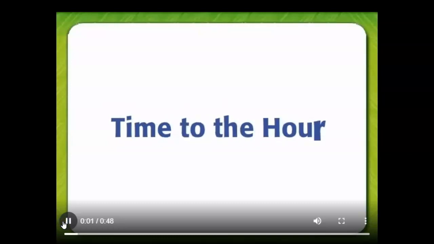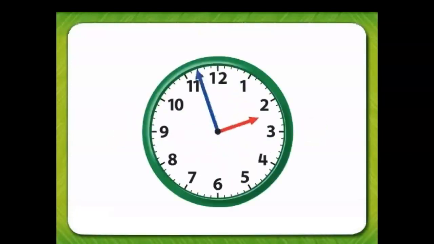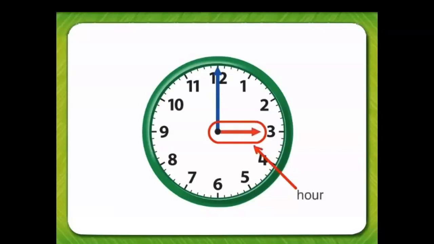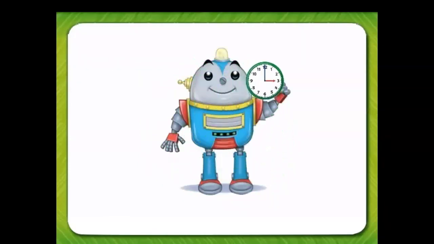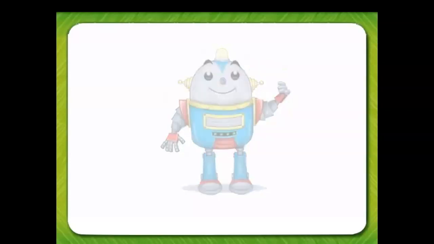Time to the hour. The clock has the numbers 1 to 12. The hour hand is shorter. It points to the hour. The minute hand is longer. It points to the minutes. The hour hand is on 3. It is 3 o'clock.